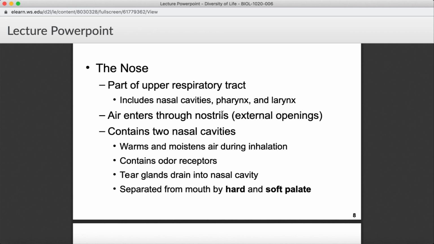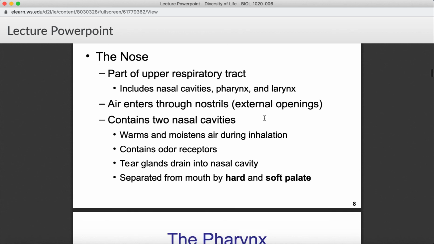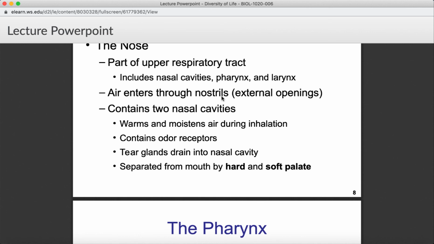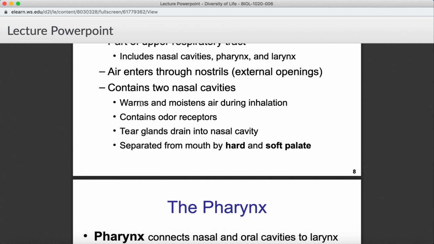Nose, upper part of the respiratory tract, includes the nasal passages, or nasal cavities, pharynx, and trachea. Air enters through the nostrils, which are external openings. Sometimes they're referred to as the nares. Contains two nasal cavities, which warm and wash the air. All this we've talked about.